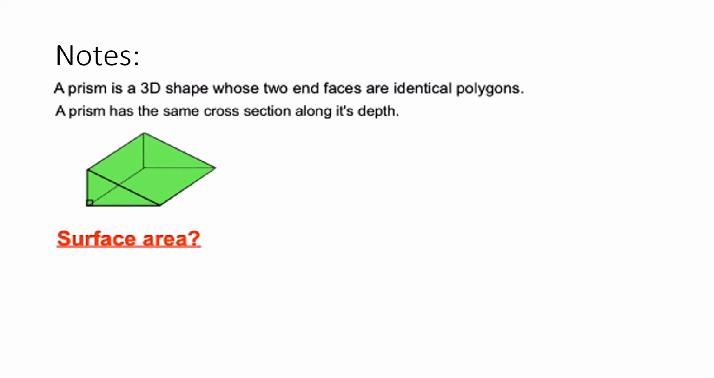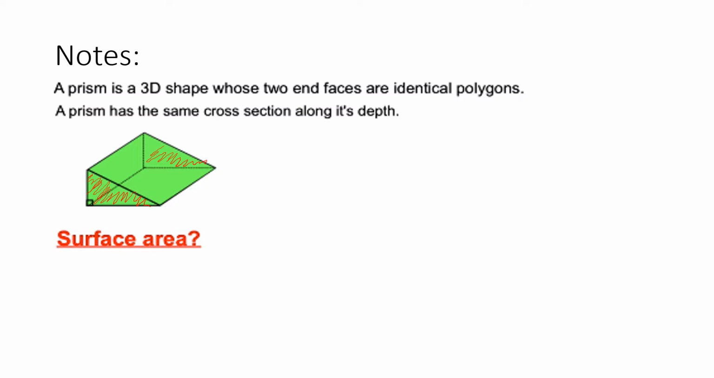So if you have a look at that polygon, which in this case is a triangle, it is exactly the same as that back polygon there, which is the identical right angle triangle. To find the total surface area, we need to calculate the area of all faces and add them all together.